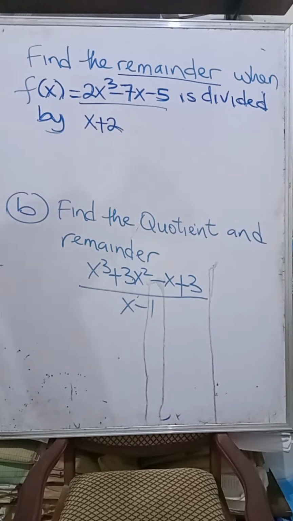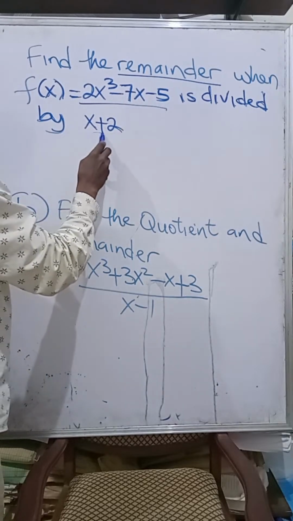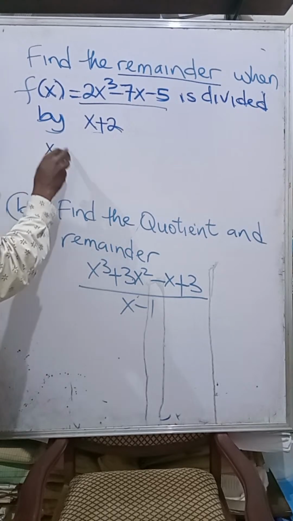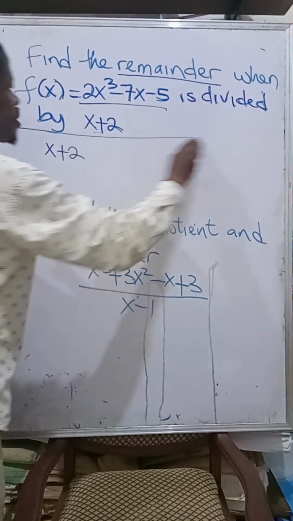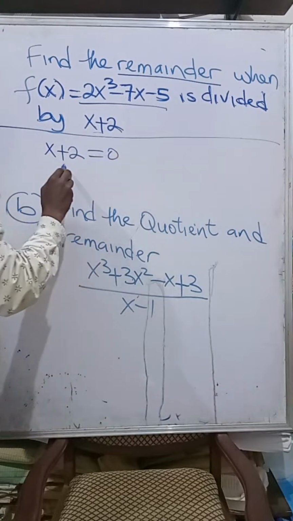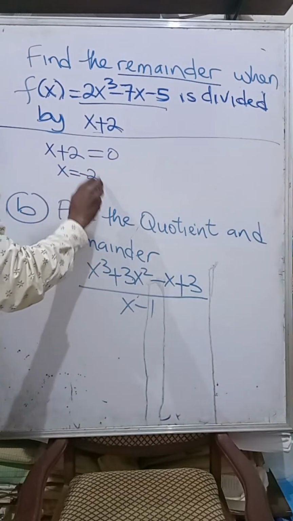Okay, from the remainder theorem, we're going to equate this to 0. x plus 2, equate that to 0, and that will be x equal to minus 2.